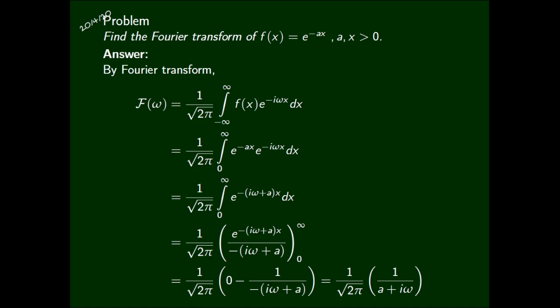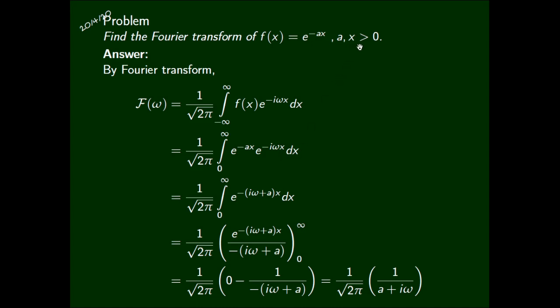In the next example, we will see the Fourier transform of f(x) equal to e raised to minus ax, with a and x positive. By the Fourier transform definition, f bar of omega is equal to 1 by root of 2 pi, integral from minus infinity to infinity of f(x) e raised to minus i omega x dx. That is equal to 1 by root of 2 pi. Here f(x) is e raised to minus ax, so integral from 0 to infinity of e raised to minus ax times e raised to minus i omega x dx.